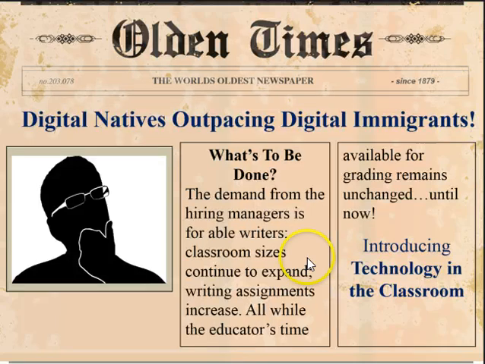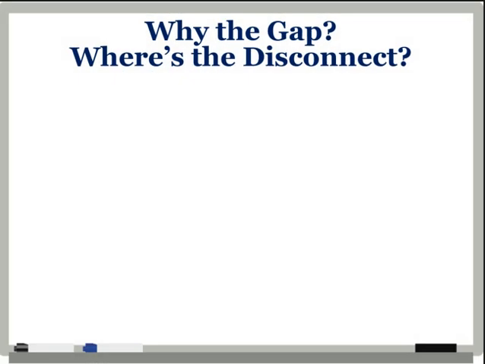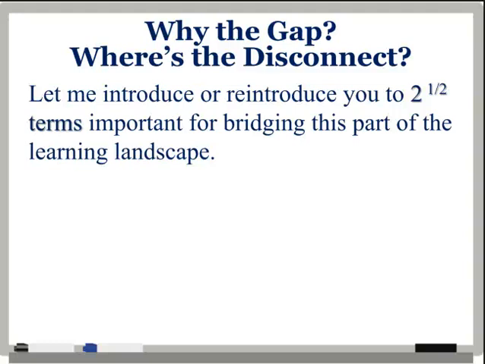The demand from hiring managers for able writers, the classroom sizes continue to expand, the writing assignments continue to increase, all while the educator's time available for grading remains unchanged up until now. So the question might come to your mind: why is there a gap? Where is this disconnect? During this short presentation, I just want to introduce you to 2.5 terms for bridging this gap in the learning landscape.